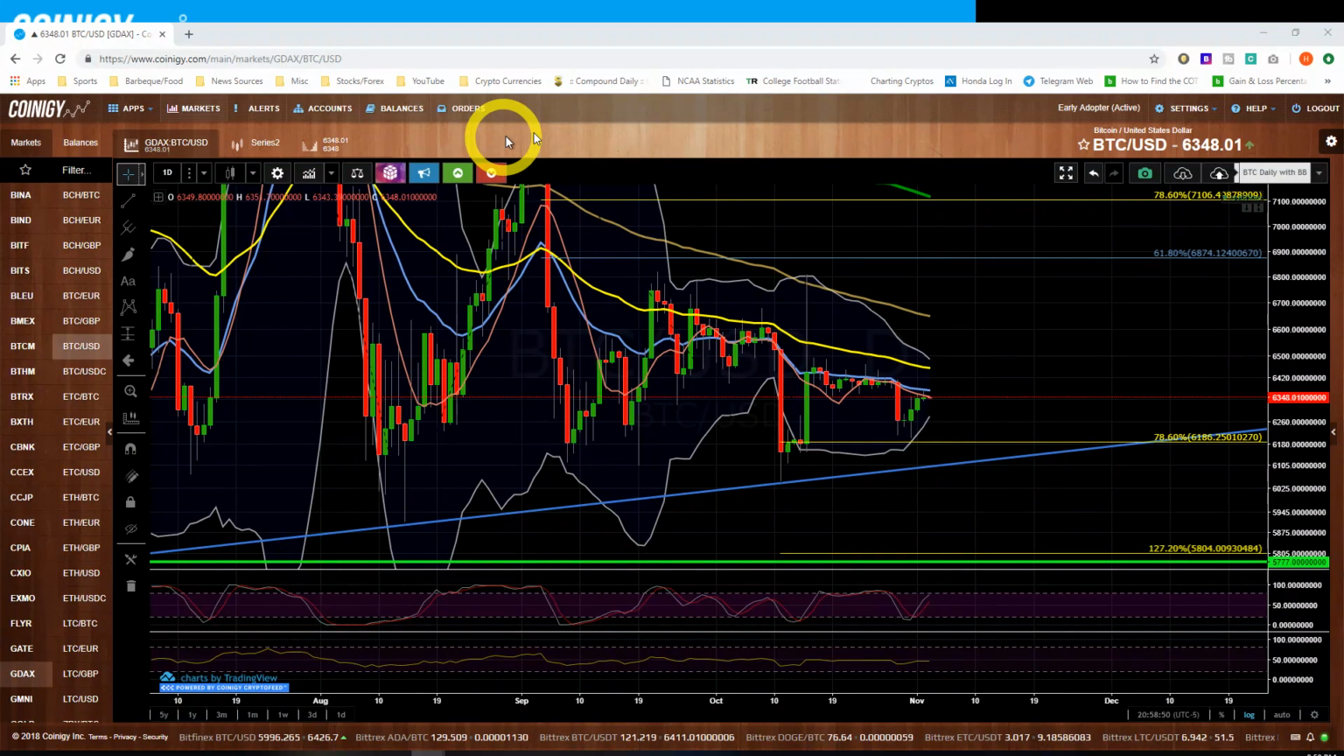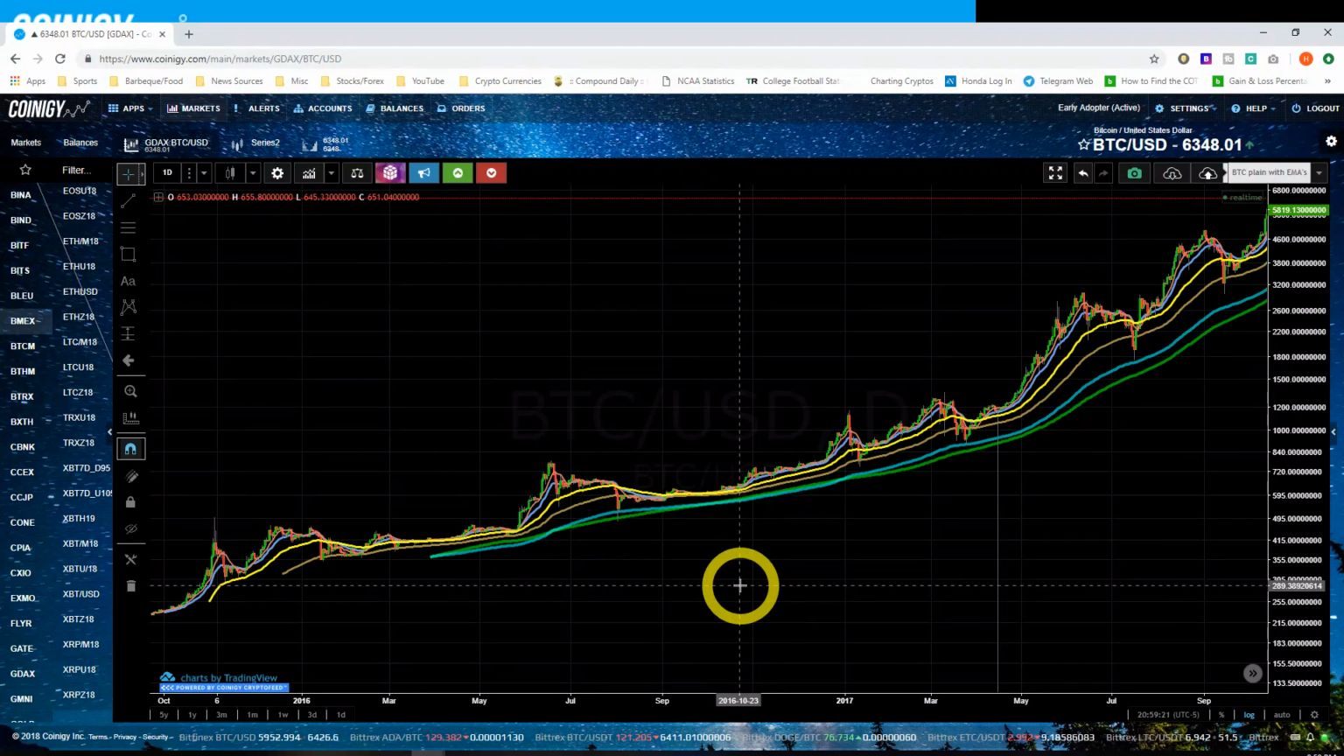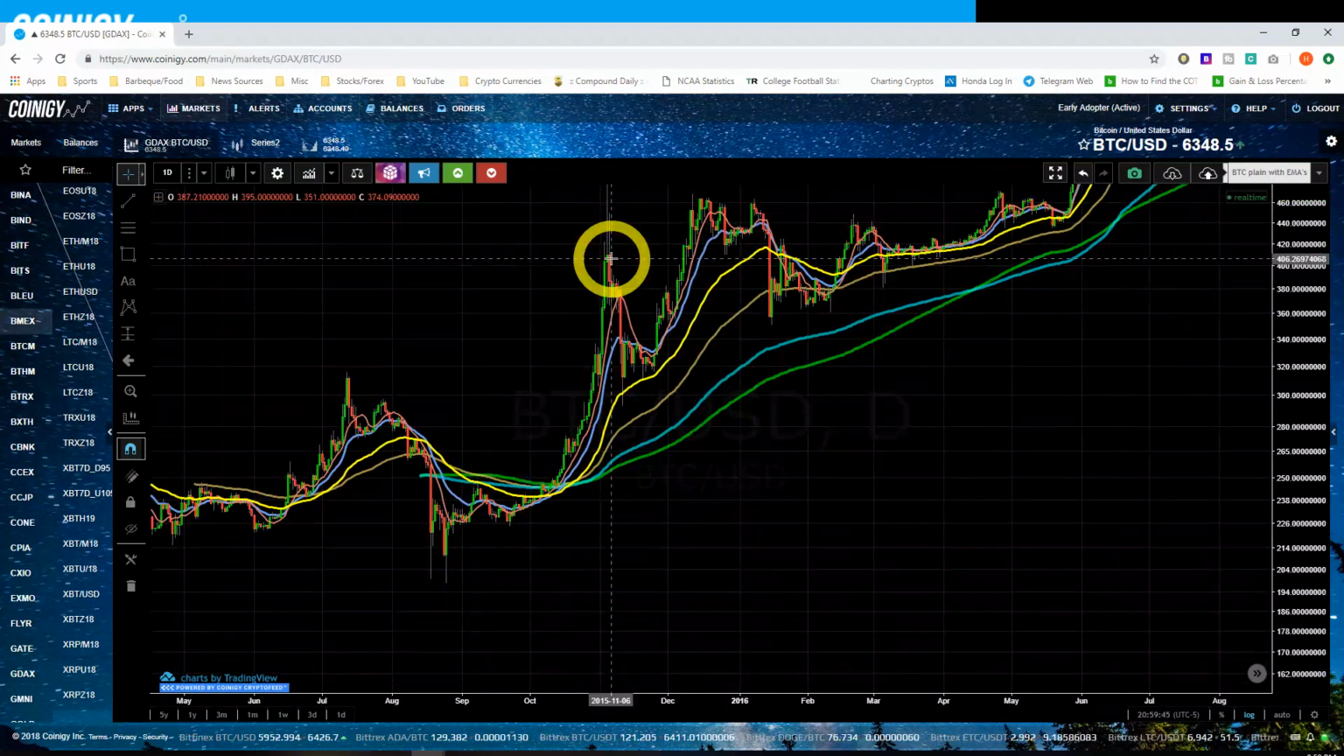And when I look at something like this, let's go back. Let's just go back and look back in time. We're going to scroll back. And let's see how far this updates. So if you noticed, way back in here, I'm going to scroll in. Way back in here, look how tight these moving averages got before it made a move up, right? Look at that.